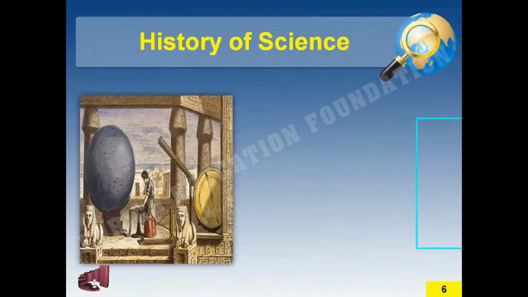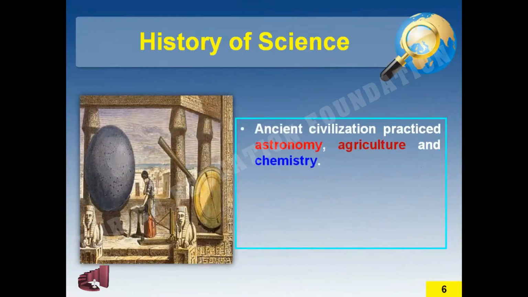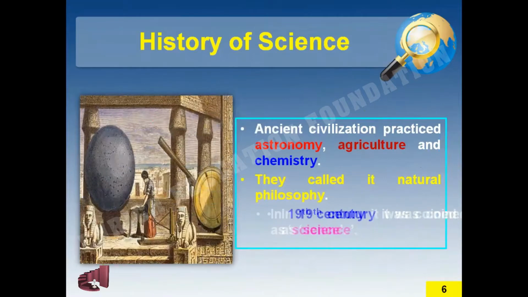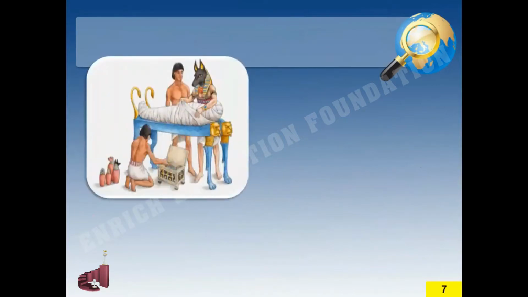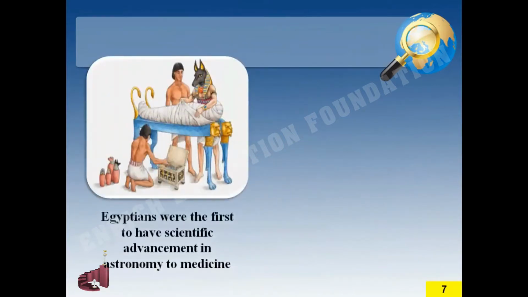It was found that in the ancient civilization, man practiced astronomy, agriculture, and chemistry, but he called it natural philosophy. It was only in the 19th century that the word science came into existence. During the Egyptian civilization, man was found to have advancement in the field of astronomy and medicine. And we all know how the Egyptians learned to preserve the dead bodies of their kings and noblemen, which we call mummification.